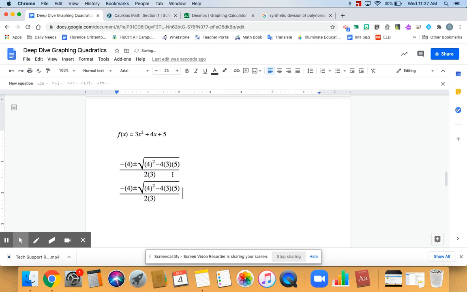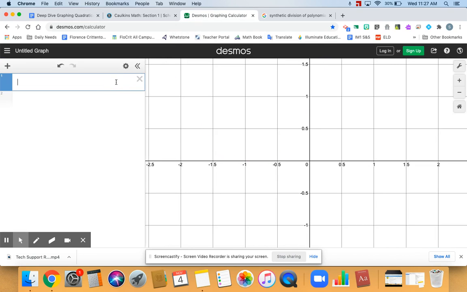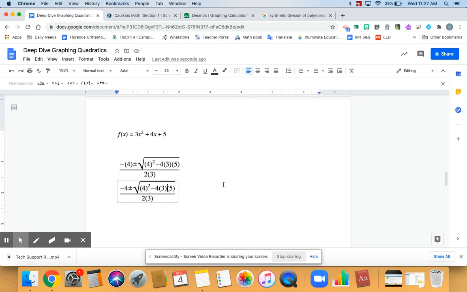And then if I were to do this math, negative 4, and if I put everything under here in a calculator, 4 squared minus 4 times 3 times 5, I end up with negative 44. And what happens when you take the square root of a negative number? You end up with imaginary numbers, meaning your x-intercepts are going to be imaginary.